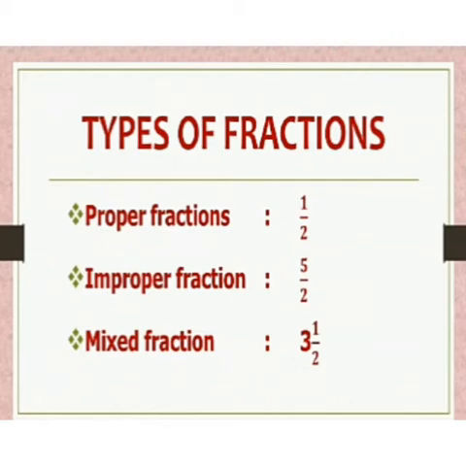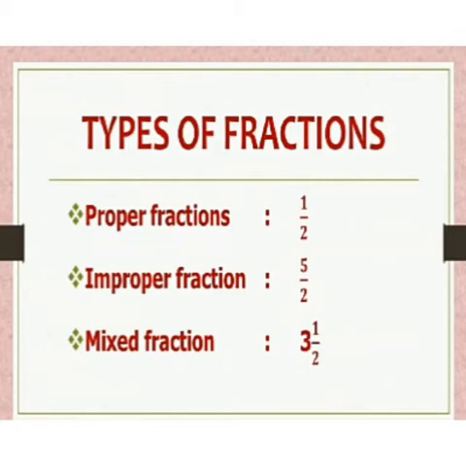Improper fraction. Example on the screen here is 5 over 2. In an improper fraction, the numerator is always larger than the denominator. In this case, it seems mommy is asking you to lift her up. That's very improper. Why? Because mommy is bigger than you. Mixed fraction. Mixed fraction is made up of a whole number and a fraction. Here we have a whole number 3 and a fraction 1 over 2.